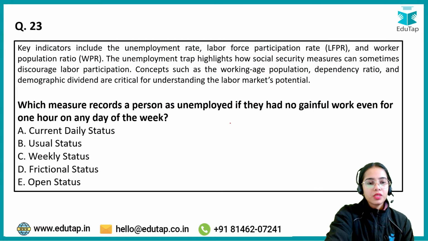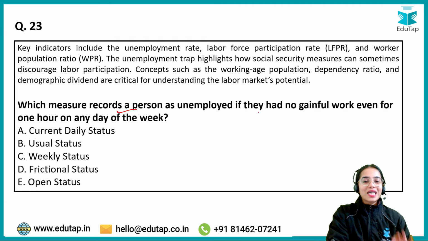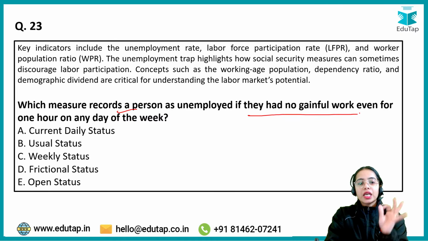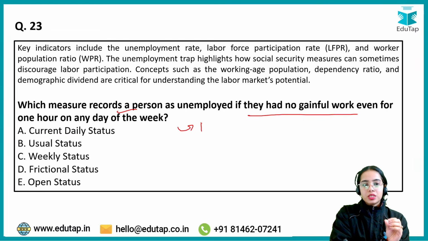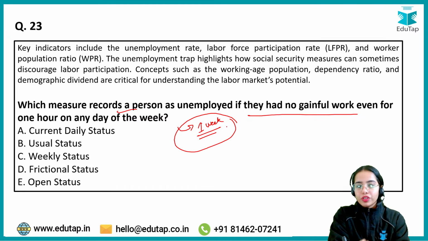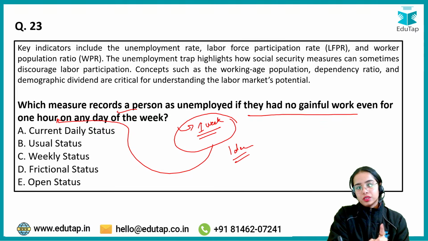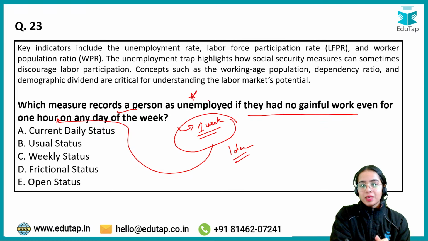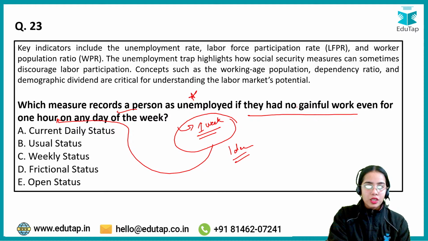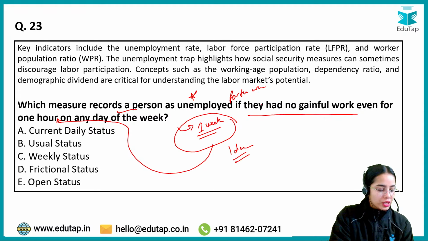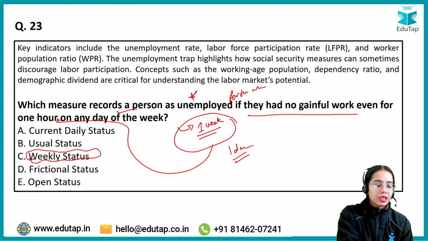Okay. Now, which measure records a person as unemployed if they had no gainful work even for 1 hour on any day of the week? So the reference period is 1 week. And we are saying that the person is unemployed for the whole of the week because the person had no job for even 1 day in the week. So basically unemployed for the whole week, which is the weekly status.